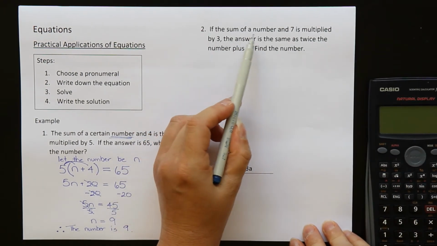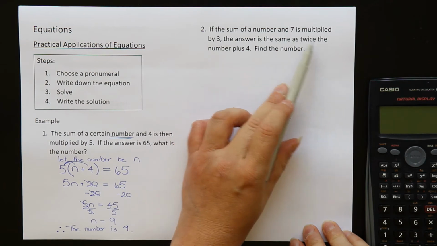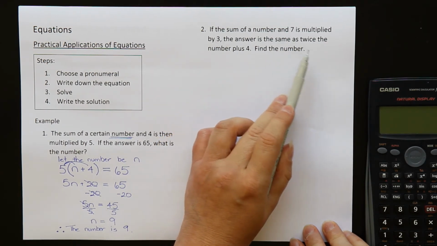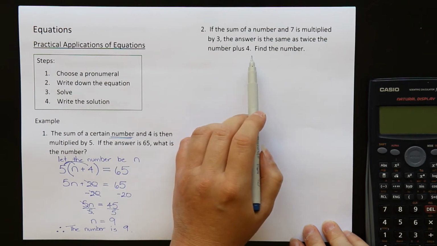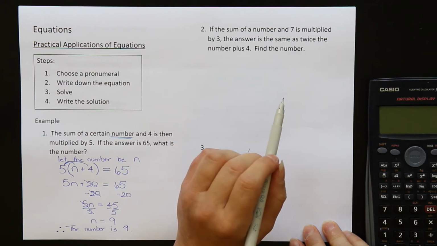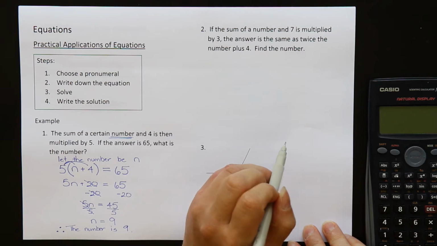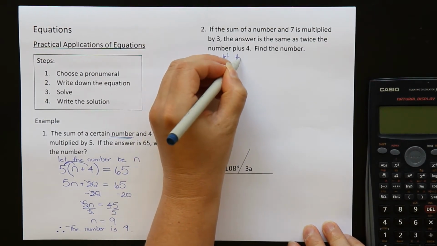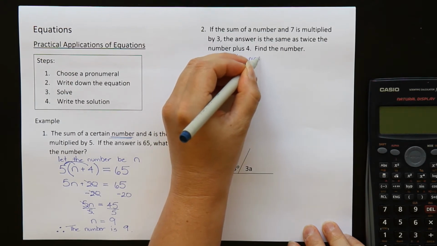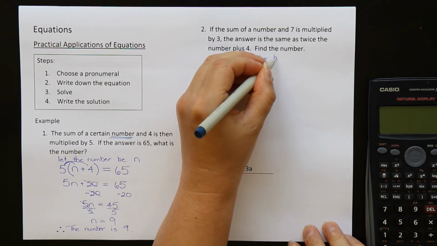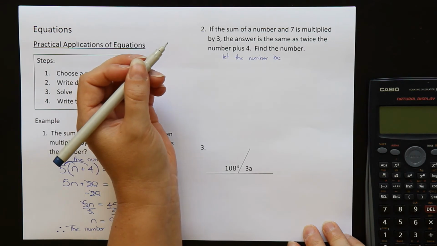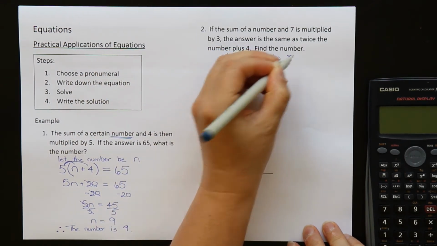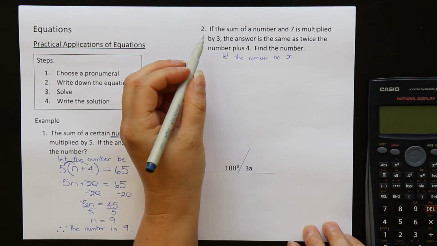If the sum of a number and 7 is multiplied by 3, the answer is the same as twice the number plus 4. Find the number. Alright, let's choose a pronumeral. So let the number be, now you can choose anything you want. Maybe just to be different this time, we'll call it x. X is a pretty common pronumeral to use for an equation.